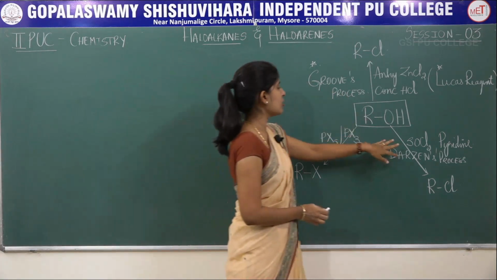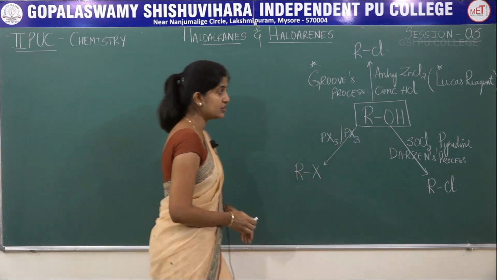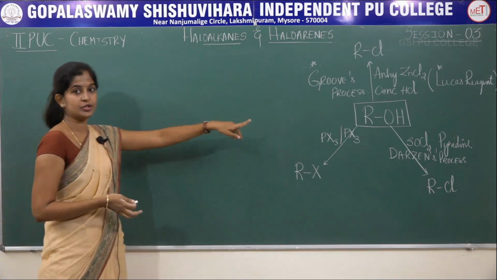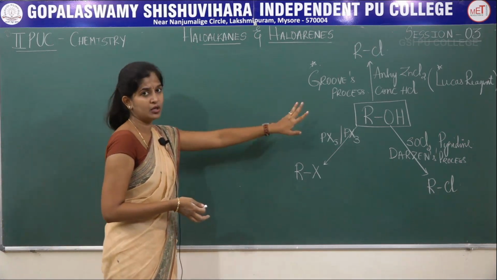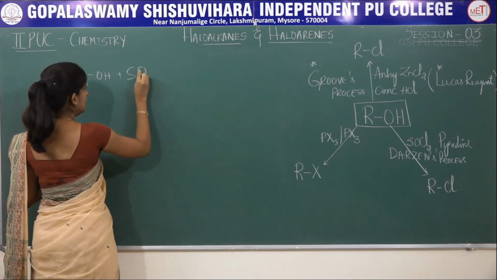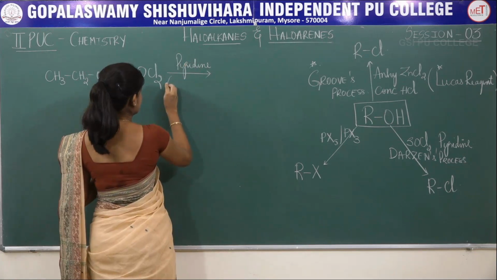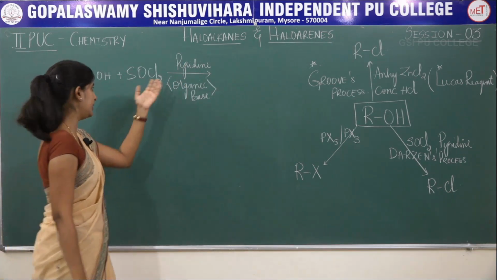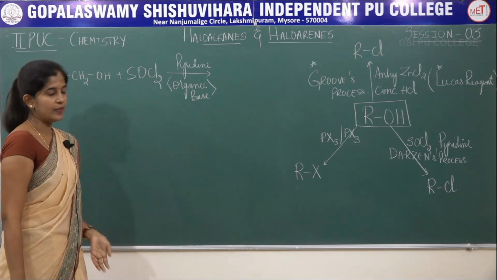So the next method we are going to discuss is Darzon's process. Very important, it's a named reaction, and it is also very important with respect to preparation of haloalkane from alcohol. Let us see what the reaction is. Alcohol reacts with thionyl chloride in presence of pyridine. Pyridine is an organic base. It has an amine group in it. So pyridine is organic base in nature.